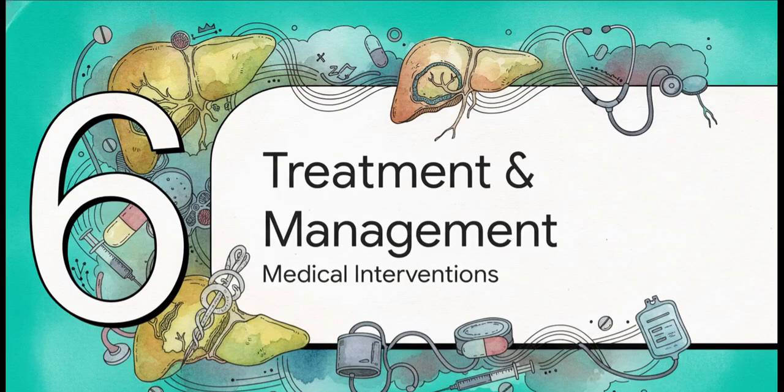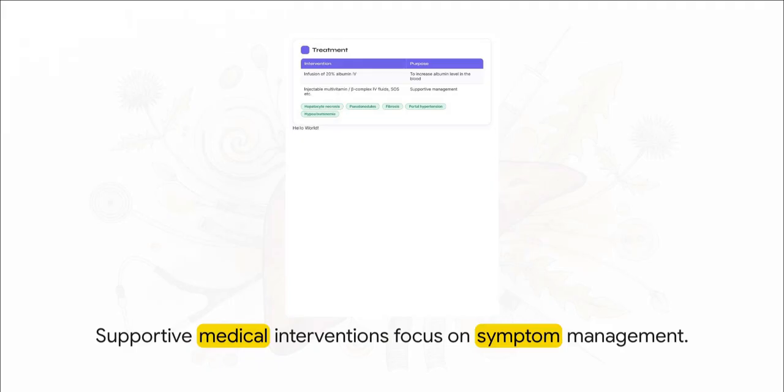Finally, Section 6, treatment and management. Let's look at the medical interventions. We've mapped out the strict pathology and the lab fingerprints, so what is the clinical response? Well, our source material is crystal clear here. Medical interventions cannot reverse the fibrosis, so the entire focus shifts to supportive management to handle the systemic fallout. This means giving injectable IV multivitamins and beta-complex IV fluids. And to directly fight that scary drop in albumin we saw in the labs, clinicians step in with infusions of 20% IV albumin to artificially bump those levels back up in the blood.